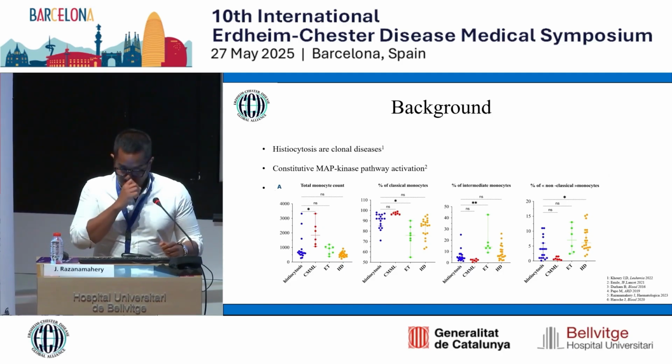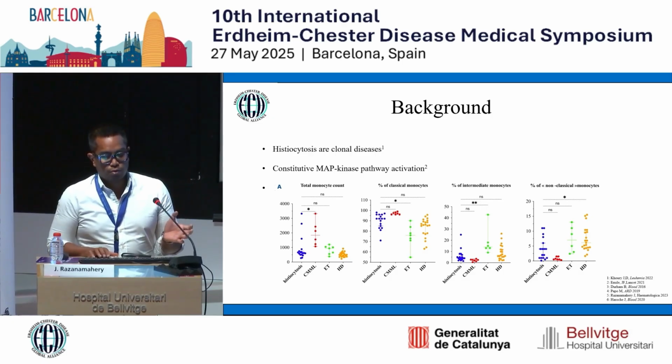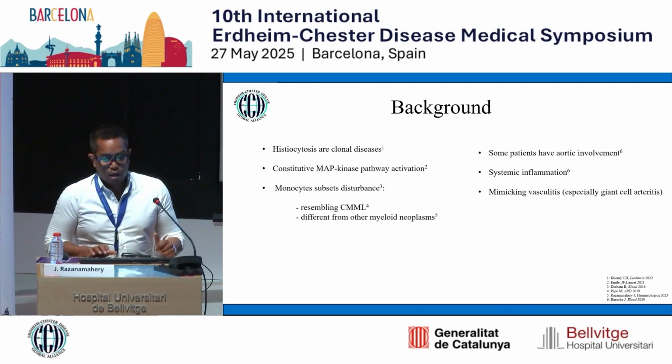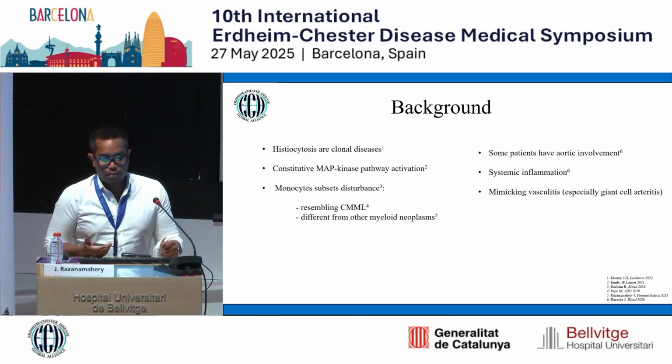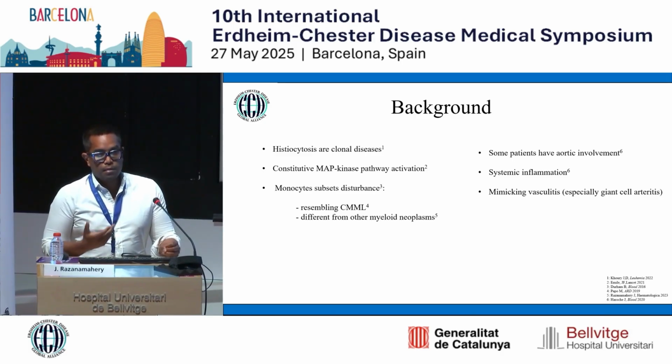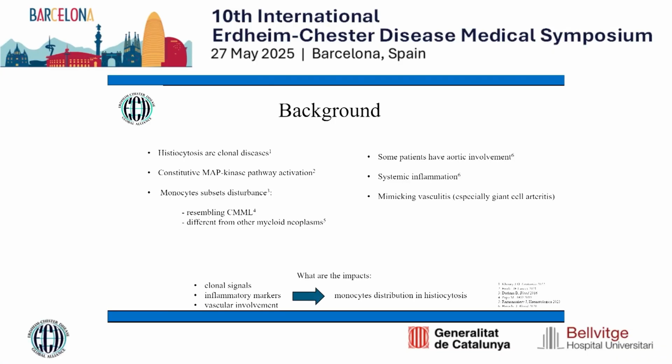And then we did another work to show that there is some difference between patients with histiocytosis compared to essential thrombocythemia, but it stays close to CMML. But we know that some patients have aortic involvement, they can have a systemic inflammation, and it can mimic vasculitis, especially giant cell arteritis. So we wanted to know the impact of the clonal signal, the inflammatory marker, and of the vascular involvement on the distribution of the circulating monocyte in patients with histiocytosis disorder.